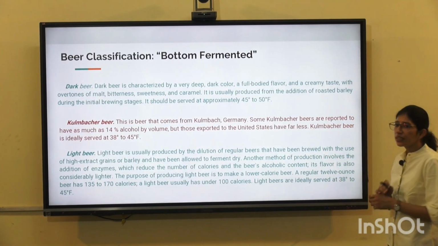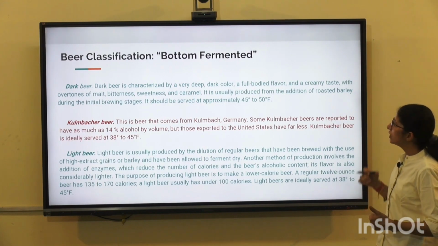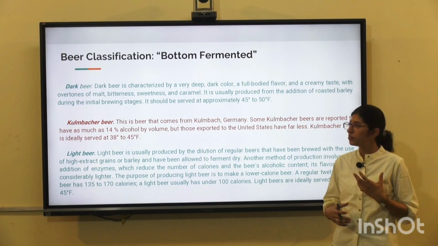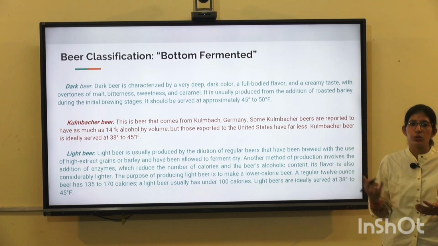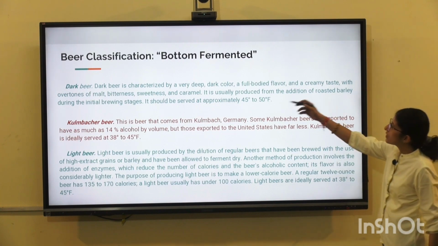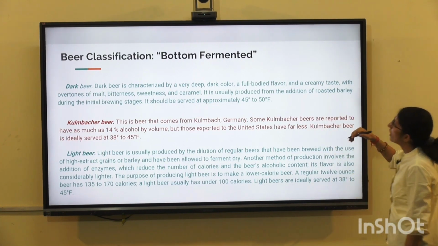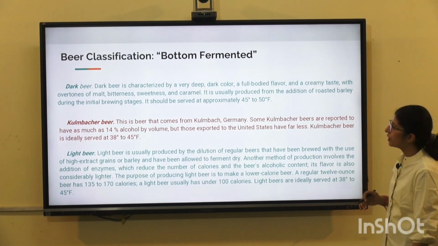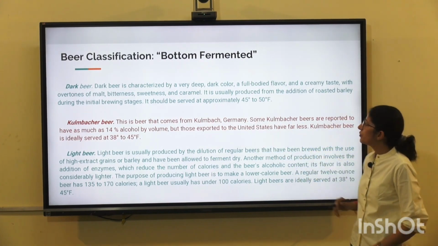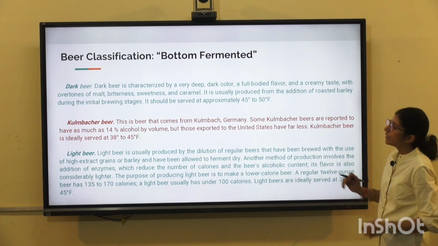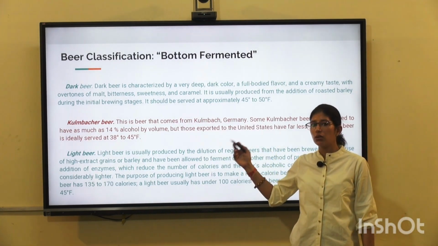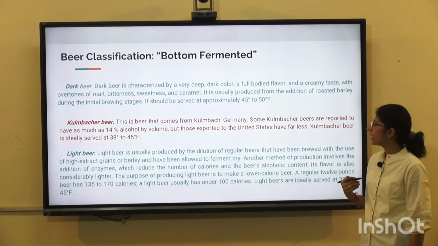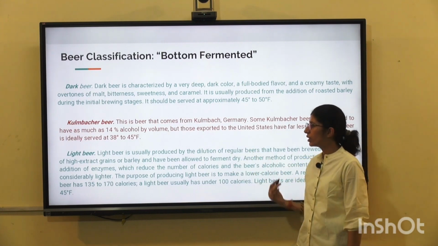Again, dark beer. It is characterized by a very dark color and a deep, full-bodied flavor with a creamier taste, with the overtone of the malts and bitterness imparted with the sweetness and the caramel colors. Now, it is again served at 45 to 50 degrees Fahrenheit. It could be done with the addition of roasted barley, but again in certain controlled environmental conditions. Kulmbacher beer, it is a beer of Germany, and it is reported to have 14% alcohol by volume. That is slightly higher, and it is not usually served in the United States. It is served at 38 to 45 degrees Fahrenheit.